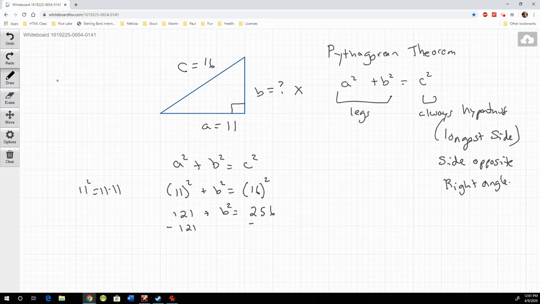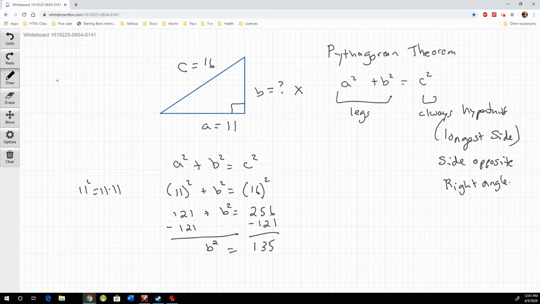Now, in order to solve this, I have to get the b squared by itself. So I'm going to subtract 121 from each side. So this just becomes 0. So I end up with b squared on this side, and I have 256 minus 121 on the other side, which is 135.